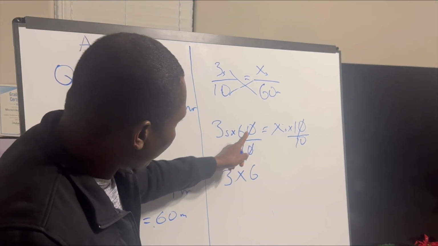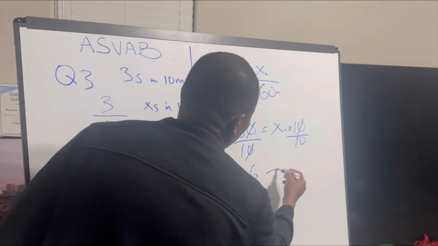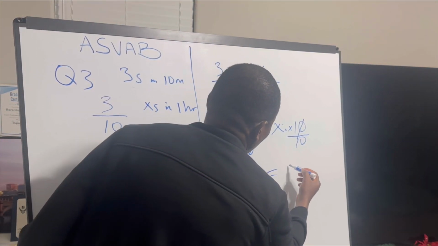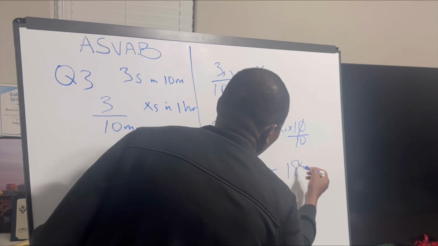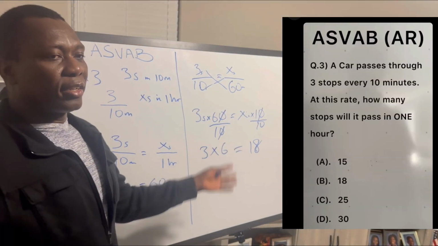3 multiplied by 6 stops. That's going to give us how many stops in 1 hour? 18 stops. So look at it this way.